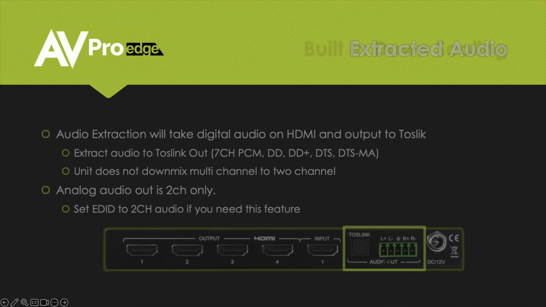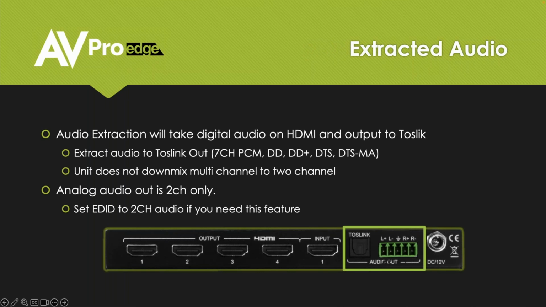So let's talk about the audio on the back. So we have extracted audio. So what that means is we can take the audio that's encoded on the HDMI and we can output that to our Toslink, including 7-channel PCM, Dolby Digital, Digital Plus, DTS, DTS-MA.